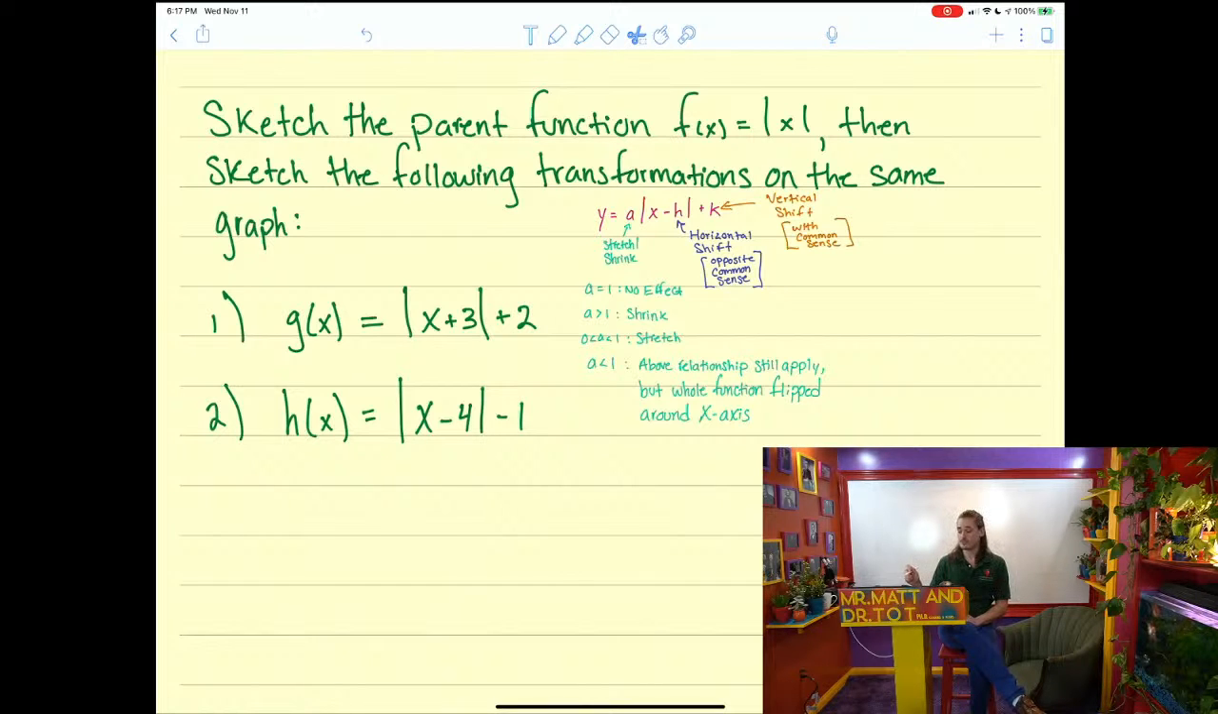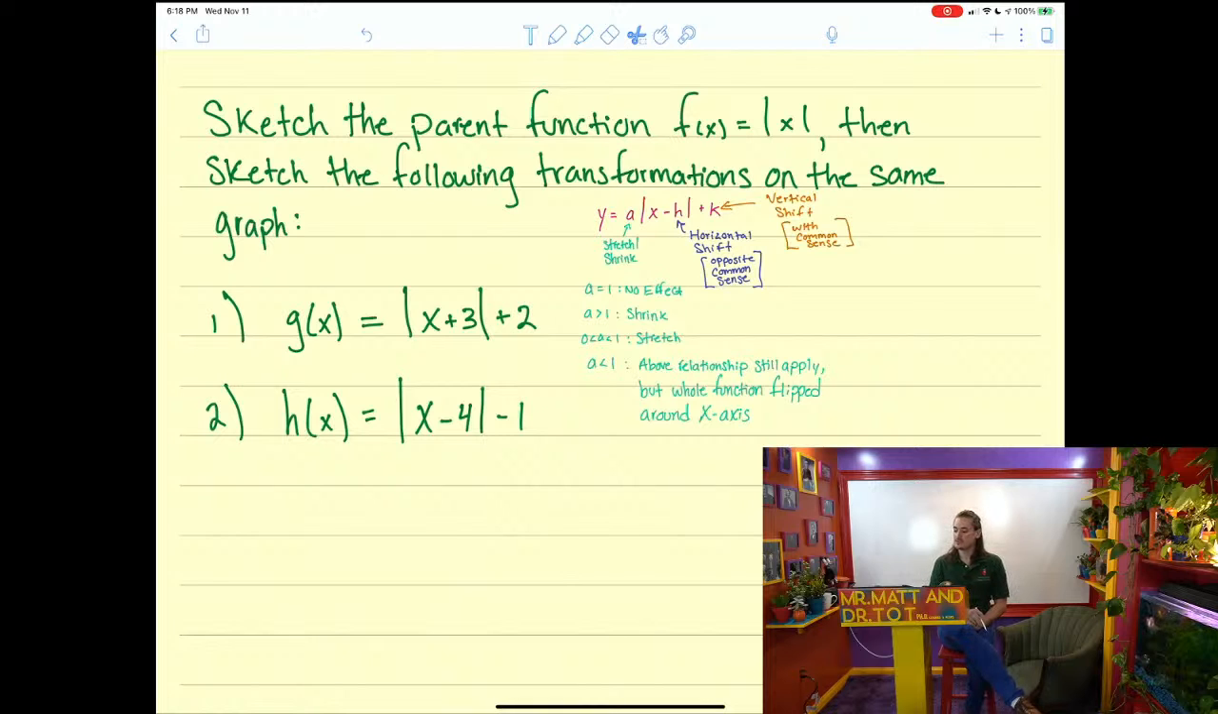But if we have it written in this a times the absolute value of the quantity x minus h, quantity plus k version, that allows us to very easily visualize where we're putting the vertex, so where we're picking it up and dropping it off. And then also to look at the scalar application, that a value, the stretch or the shrink value, or whether it's negative and flipped around the x-axis. So it allows us to start to picture in our minds what this function looks like.